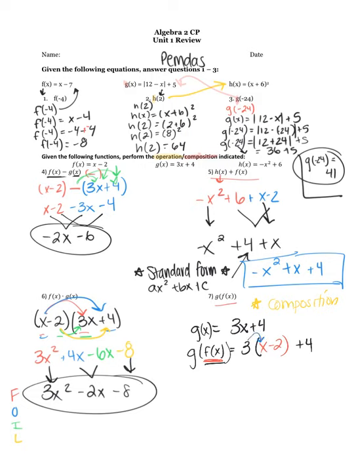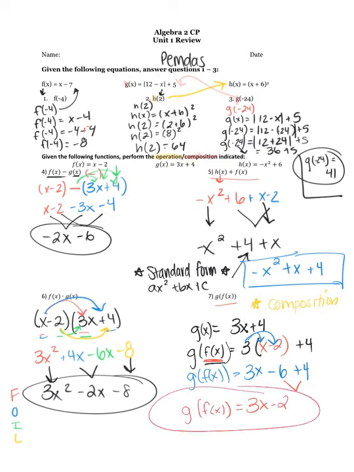And then I just need to go ahead and distribute. So 3 times x is 3x. 3 times negative 2 is negative 6 plus 4. Okay, so g of f of x. It's important to have that in front. So here, my like terms. So my 3x stays the same, and I come out with negative 2. And see how I keep listing this. This needs to be in your final answer, okay? So that's how we do the first page.